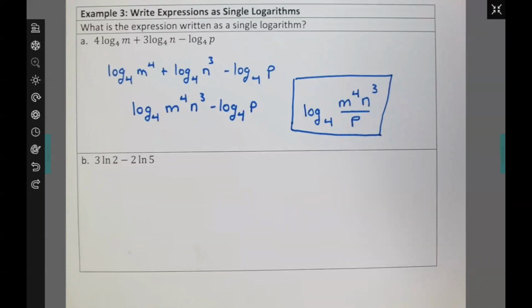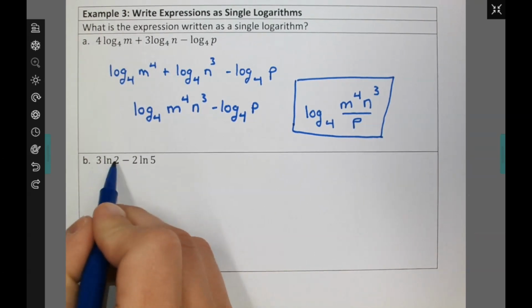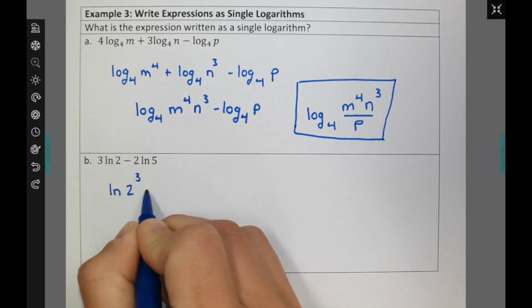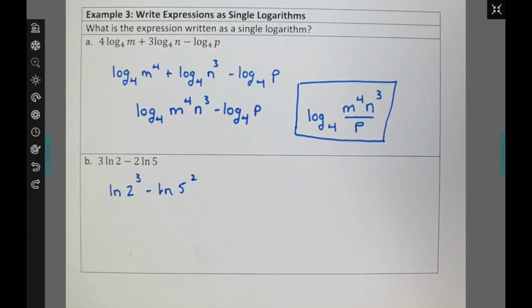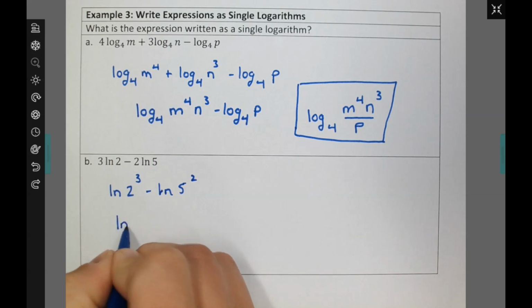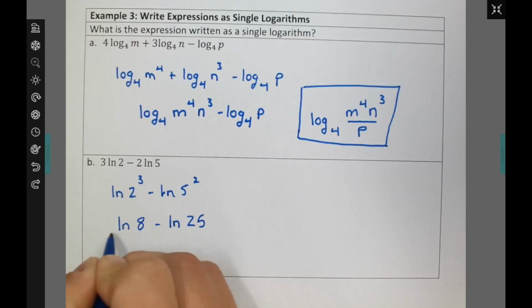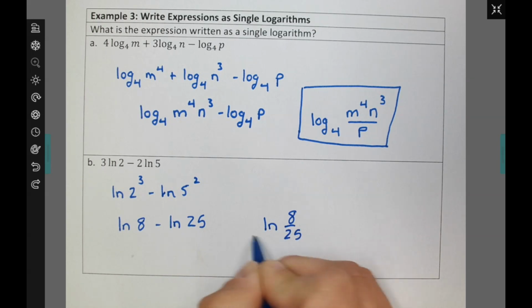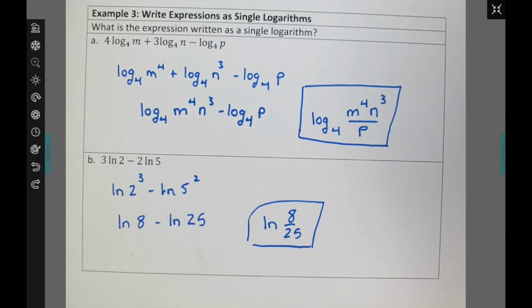And then the final example we have here for condensing, you have two natural logs here, so you have ln's. Numbers out front are exponents. This turns into ln 2 to the 3 minus ln 5 squared. I'm going to go ahead and multiply these out. So 2 to the 3 is going to give me 8. 5 squared is going to give me 25. And then from there, subtraction goes to division. So we got ln 8 over 25. And that is my condensed logarithm all the way down to 1. So that's examples 2 and 3 for section 6.5.